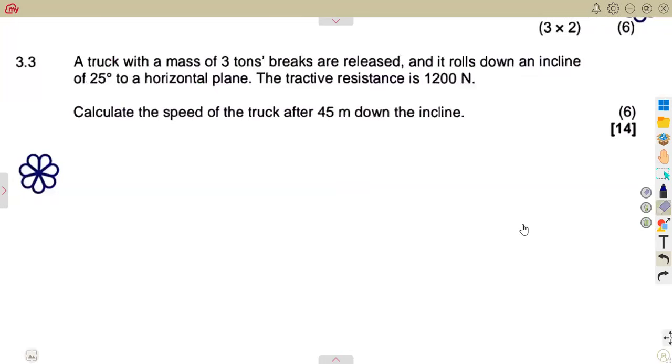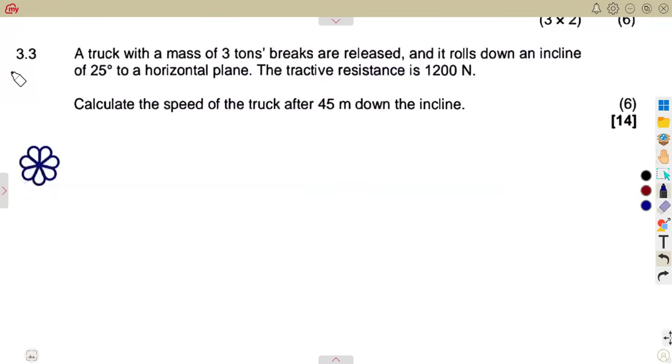Then on the other part, I want you to see we are given a truck with a mass of 3 tons. Take note, the brakes are released. All right, and it rolls down an incline.